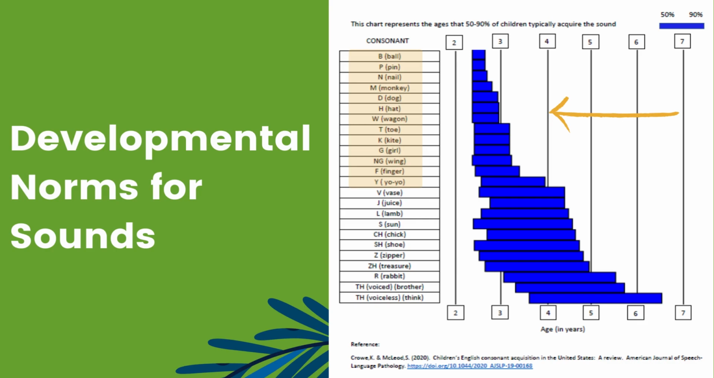We would expect them to be learning sounds where the blue bar covers their age line. We would not expect a 4-year-old to say a sound if the blue bar is completely on the right of the age line. Say the sound accurately, that is.